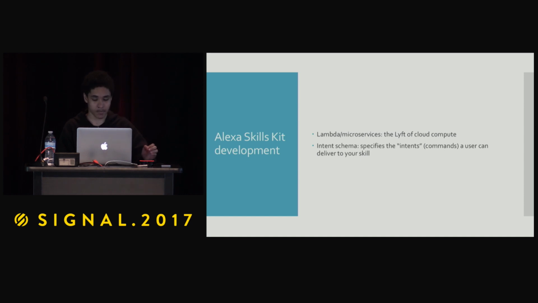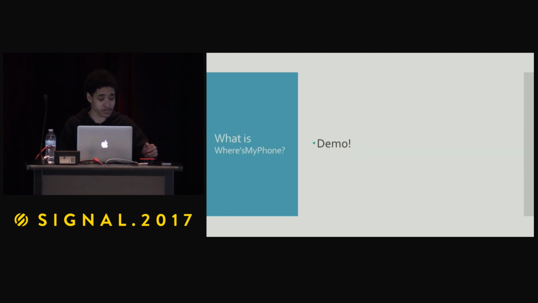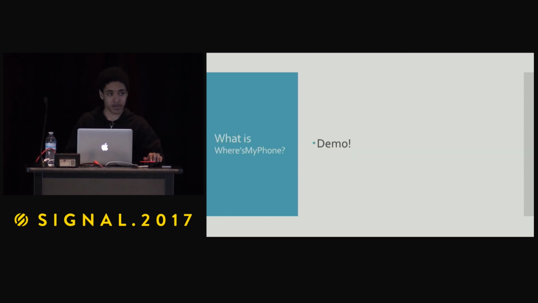Also important in Alexa development is the intent schema, which is a JSON document that tells Alexa how to interpret speech the user delivers to your device. It doesn't actually do any of the processing, but it defines the different ways that your skill can receive input. So if Alexa is feeling a bit more cooperative, a demo of the Where's My Phone skill.